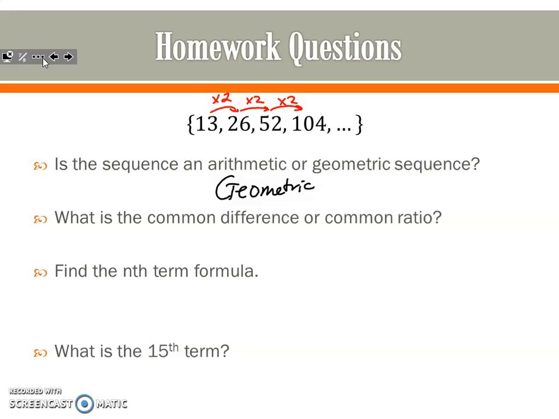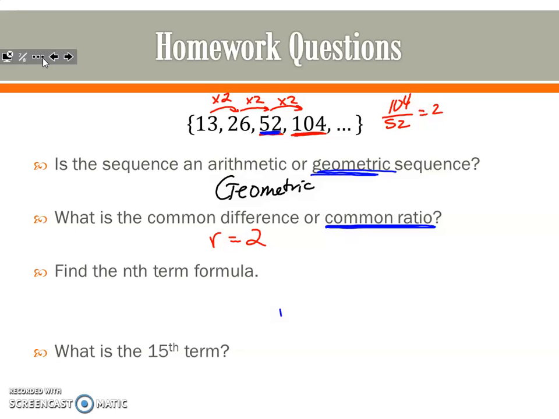Now remember, if it's geometric, that means we're finding our common ratio. What is our common ratio here? Well, our common ratio would be 2. Now, if you're wondering how I saw to do times 2, times 2, there is another way. We can look at our term just like we did the last time, the term and its previous term. So I'm going to take the term divided by its previous term, which gives me 2.